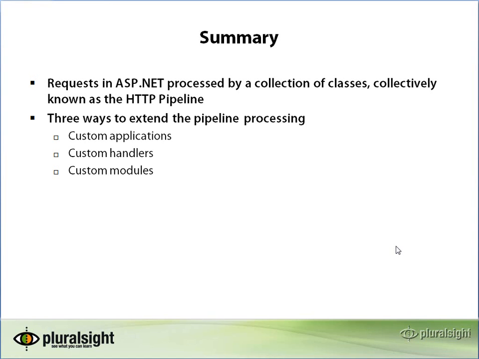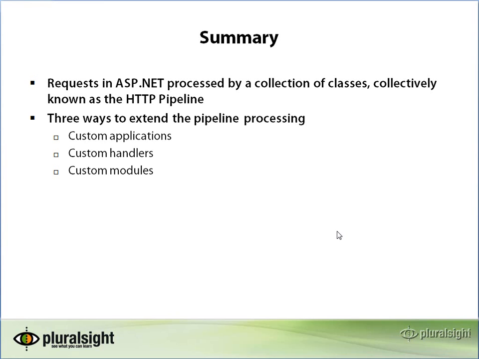So in this module, we've taken a look at the underlying collection of classes that are used to process requests in ASP.NET and how those classes are mapped onto by various versions of IIS. And more importantly, we focused on the 3 extensibility points of the pipeline. So how can you add your own custom functionality into the request processing architecture of ASP.NET? And we did this in 3 ways.